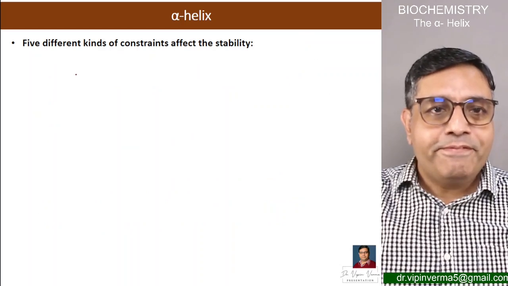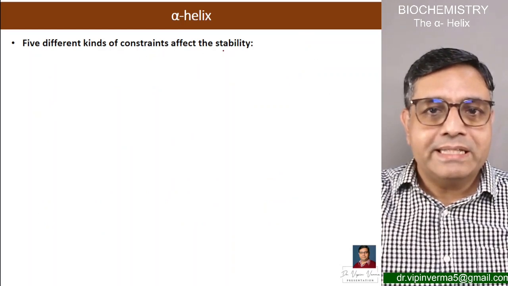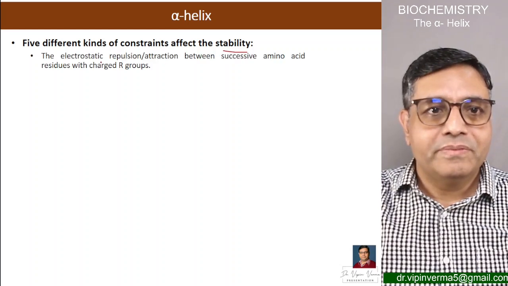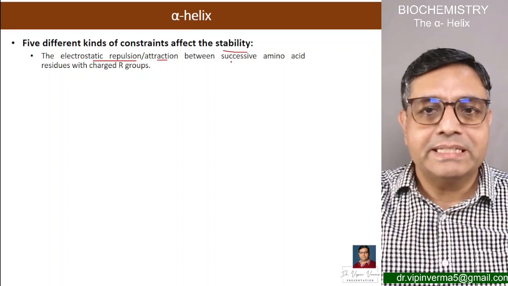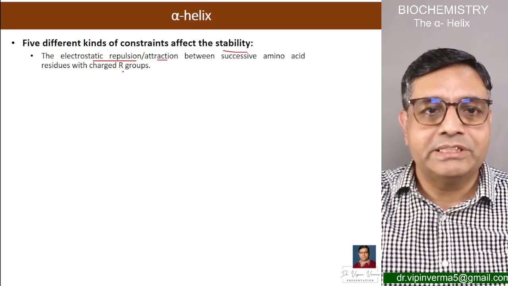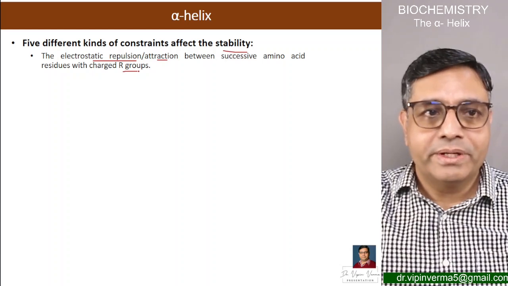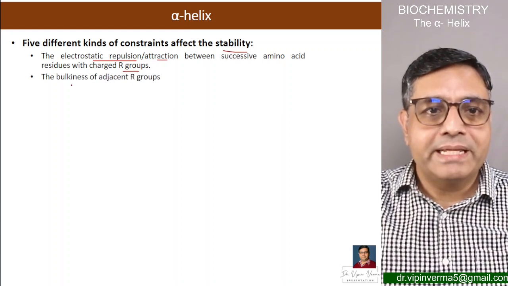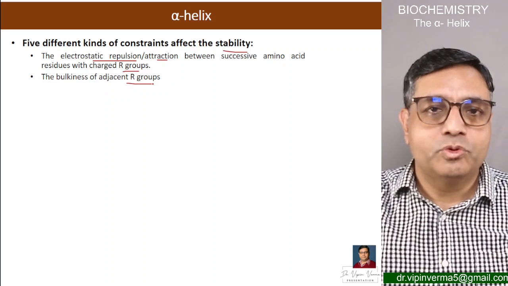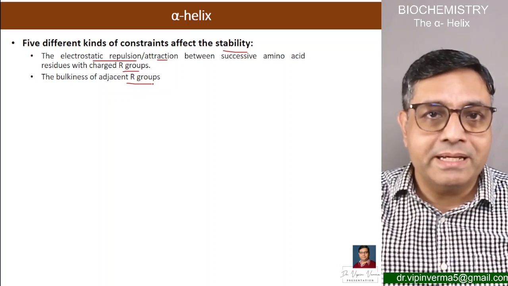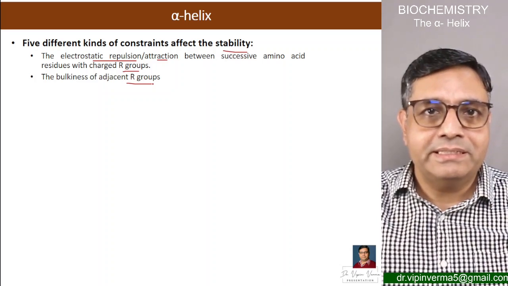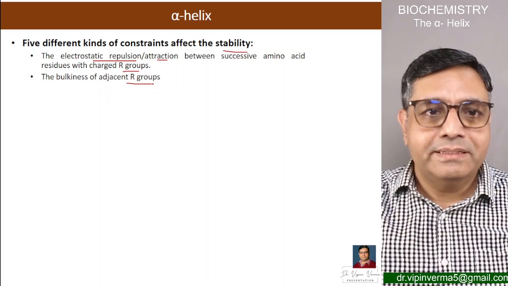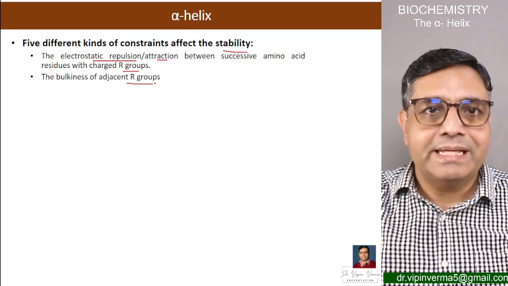Now there are 5 different kinds of constraints which affect the stability of the helix. First is the electrostatic repulsion or attraction between the successive amino acid residues with charged R groups. Okay, easy. Second is the bulkiness of the adjacent R groups. So if there are bulkier R groups which are adjacent, then they will create a steric hindrance, right? And that will destabilize the helix. So that is again a constraint.